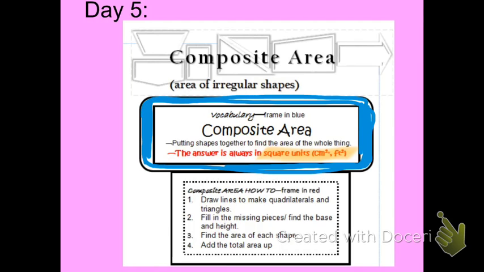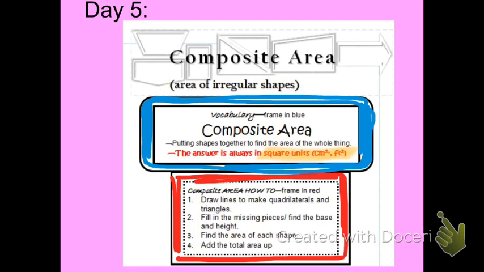The how-to, and this is really straightforward. You've already done all of this, so we're just talking about it today to make sure you've got it. Draw lines to make quadrilaterals and triangles. Fill in the missing pieces, which we talked about yesterday. Sometimes they don't give us all the pieces we need. Find the base and the height of each one. Then find the area of each shape and add each area up. So you should have framed that in red. If you haven't done that, go ahead and do that.